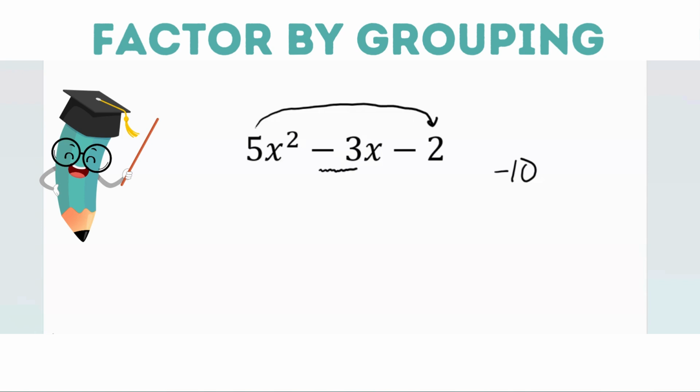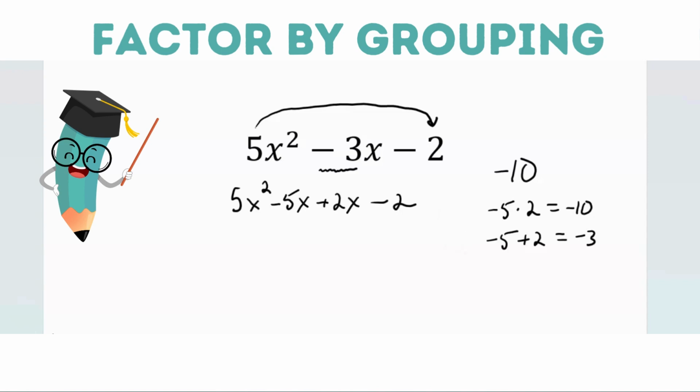Well, if I took negative 5 times 2, that would equal negative 10. Negative 5 plus 2 would equal negative 3. So my factors are going to be negative 5 and 2. Okay? So what I'm going to do is rewrite this as 4 terms now. So I get 5x squared minus 5x plus 2x minus 2.